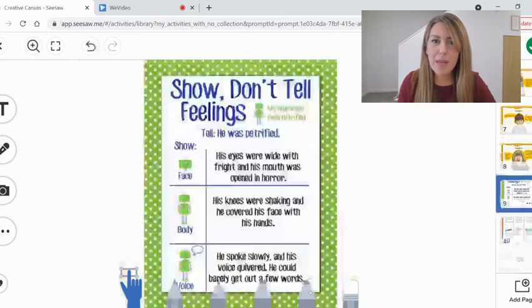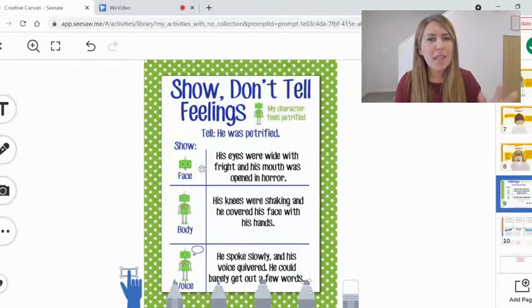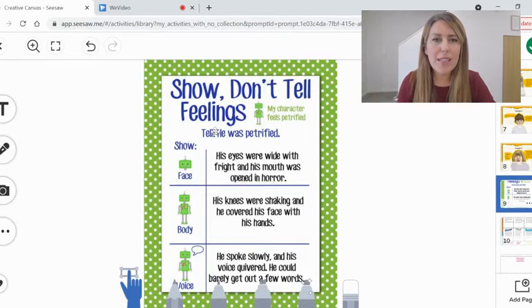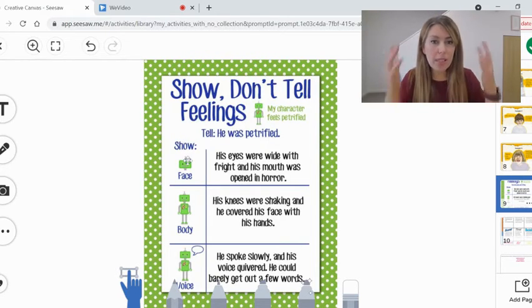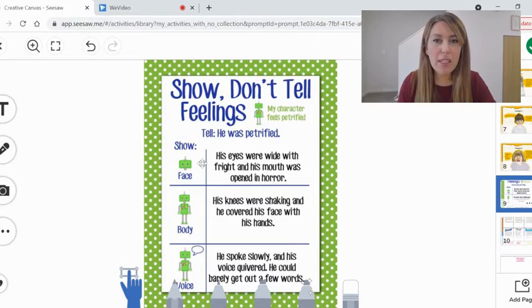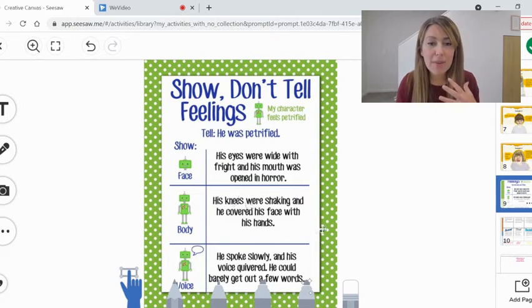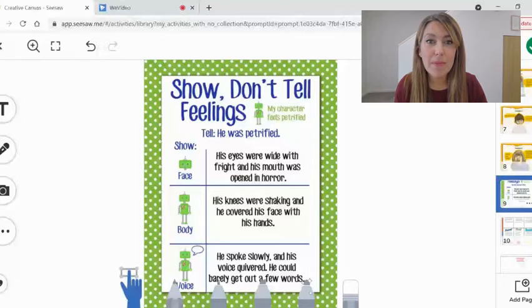Now, I've got another example here of how you can think about the character's face or body or voice when you're showing. So here's an example. If you're going to tell the audience, he was petrified. You've just told them he was scared, he was petrified. Or you could show using the different parts of the body. So his eyes were wide with fright, and his mouth was opened in horror. His knees were shaking, and he covered his face with his hands. He spoke slowly, and his voice quivered. He could barely get out a few words.